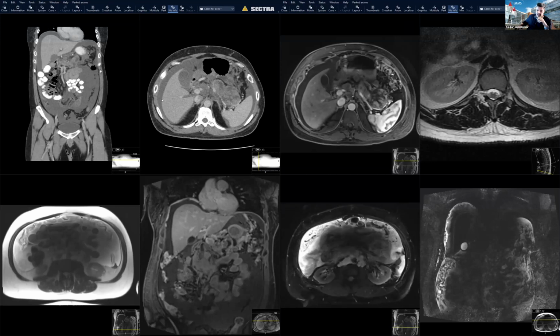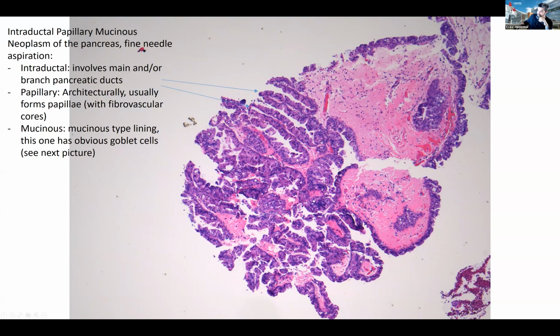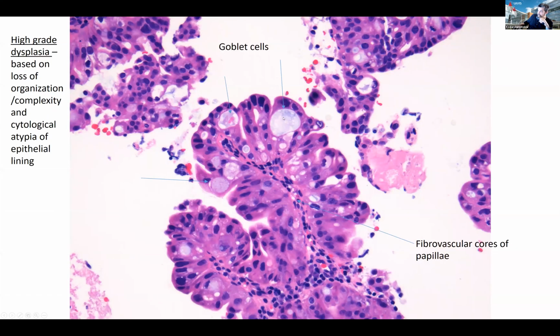So it did turn out to be an IPMN, and I just wanted to quickly show. I asked our pathologist to share some slides. And so this is what she sent. This is from this patient's FNAC. And you guys can still see this? Yes, it's beautiful. Right. So this is the papillary with the fibrovascular cores, and the mucinous part is seen better here with the goblet cells. So she just made this for me. I said I'm showing this case at the conference.